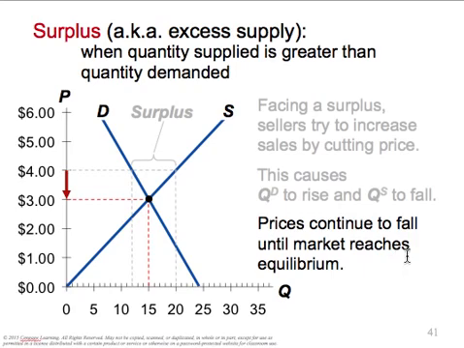Price continues to fall again until the market reaches equilibrium, and everybody's happy because we're in equilibrium. Quantity demanded equals quantity supplied. Price sticks at $3, and the quantity sticks at 15.